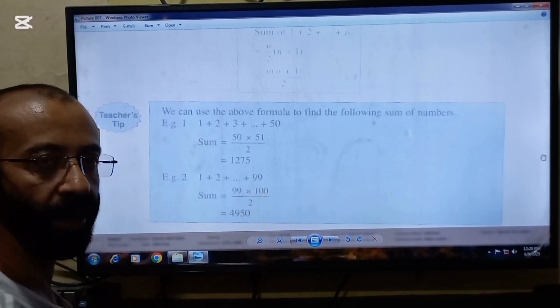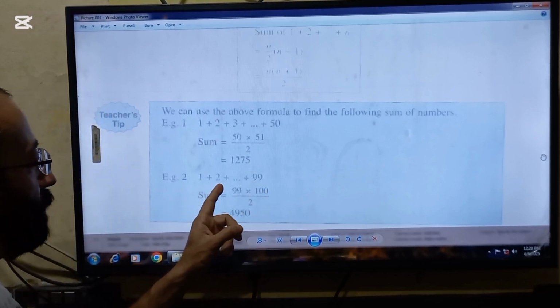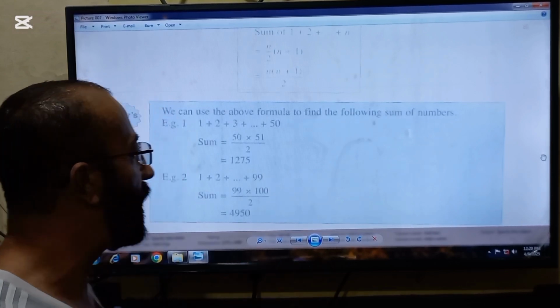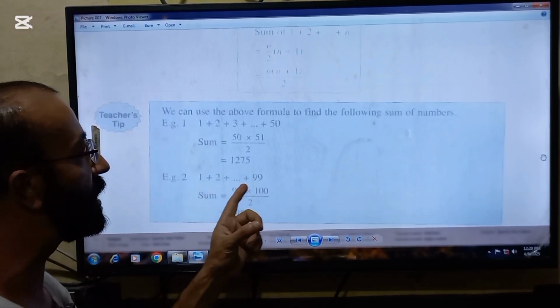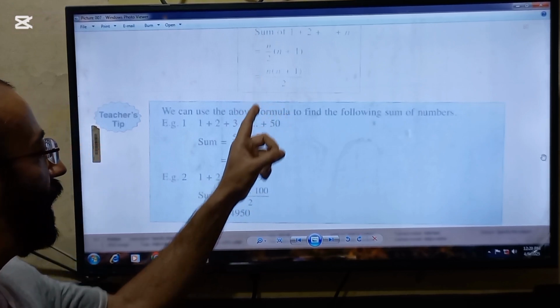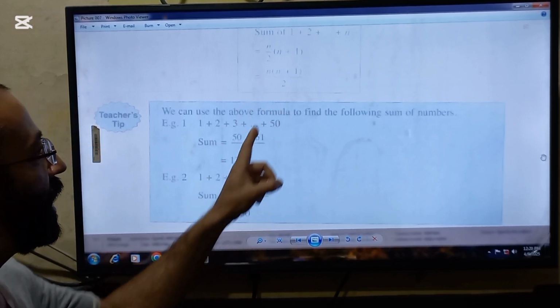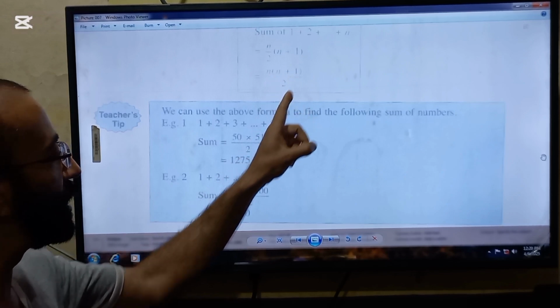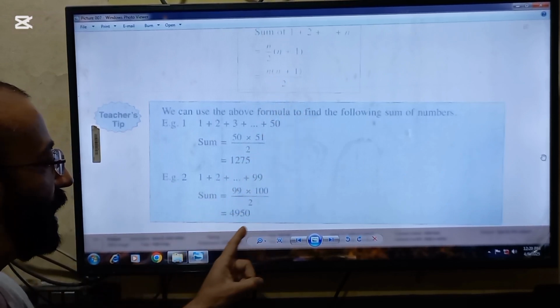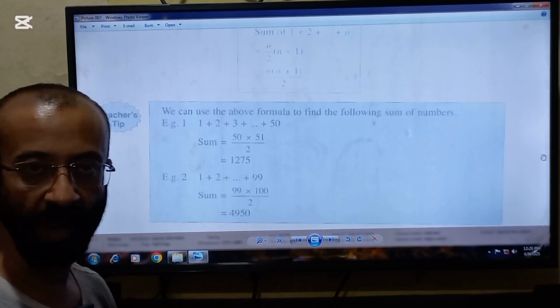Here is another question. Look, 1 plus 2 plus 3 up to 99. Again the difference is the same. You can see here 99 terms are given, so 99 will be placed in place of n. So here will be 99, and here 99 plus 1 will be 100. The divide by 2 will remain the same. After solving it, you will get an answer of 4950.